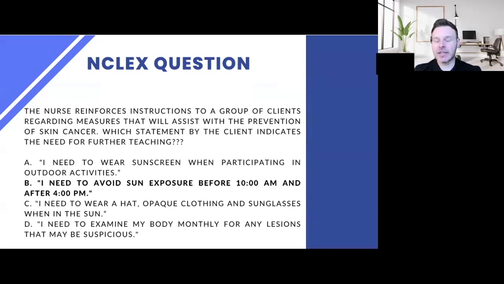Further teaching gives us the hint that we're looking for an answer that is going to be false. So we're looking for an incorrect answer out of these four. So if we look at A, I need to wear sunscreen when participating in outdoor activities. That's a true statement. They should be wearing sunscreen. So we can rule that one out. Let's jump to C. I need to wear a hat, opaque clothing, and sunglasses when in the sun. That's also a true statement. Those are things that we would educate this client on.